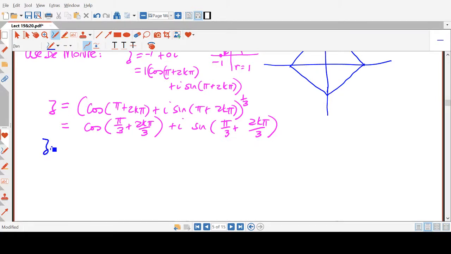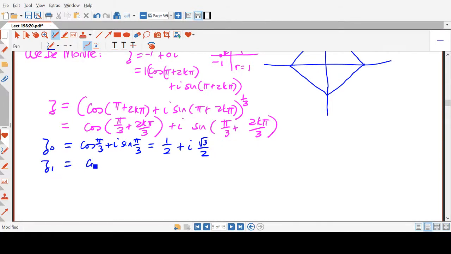So Z naught will be when k is naught. So it'll become cos of pi over 3 plus I sine pi over 3. Cos 60 plus I sine 60. What's cos 60? Half. Plus I sine 60 is root 3 over 2. So that's the first root. Half plus root 3 over 2i.